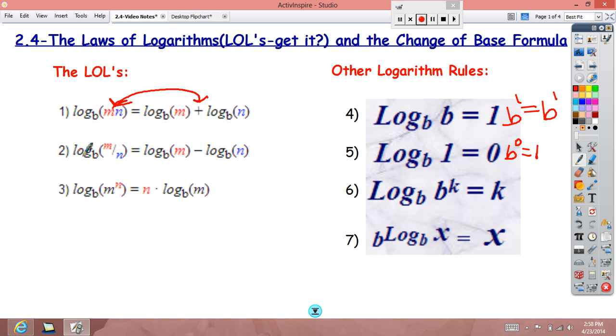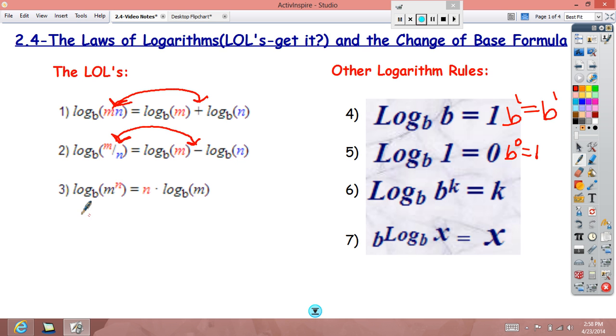The second one, log base b of m divided by n. This time instead of multiplication, I have division, which turns into subtraction. So log base b of m minus log base b of n. They separate, the m is first, the n is second, and you subtract. And again, this can go this way and expand, or from here to here and condense.